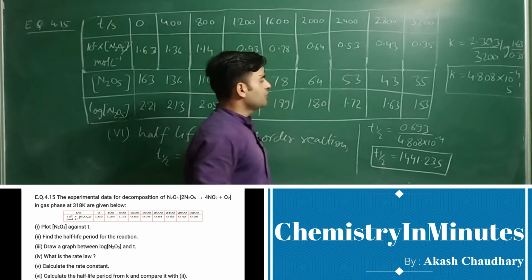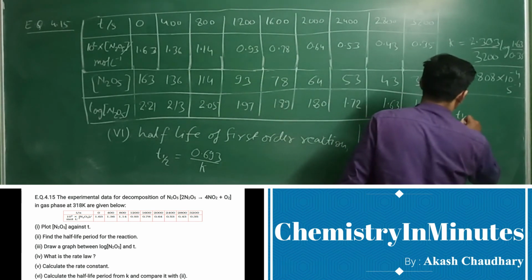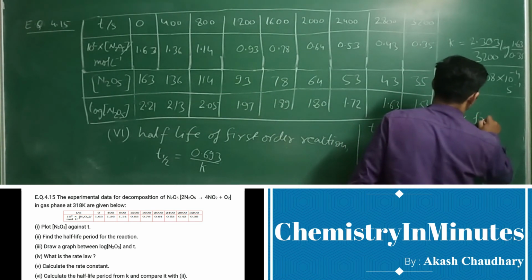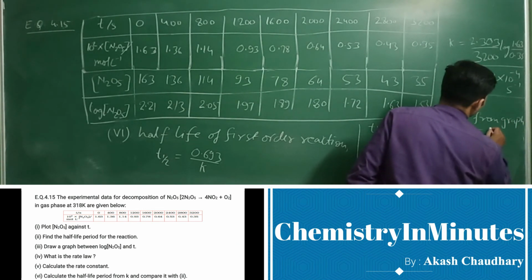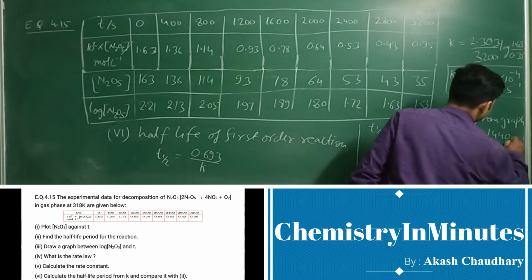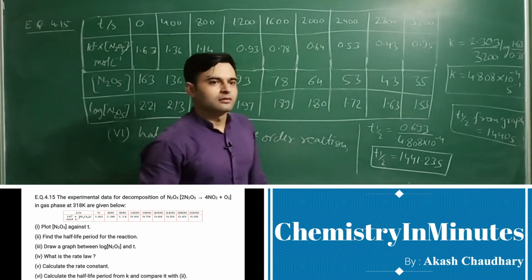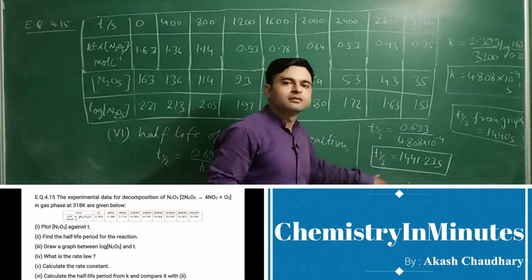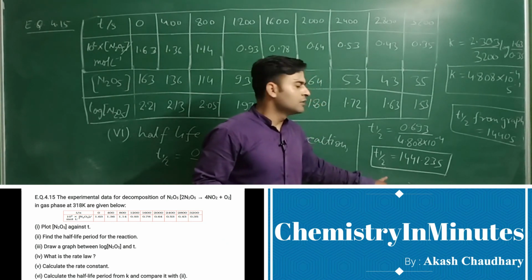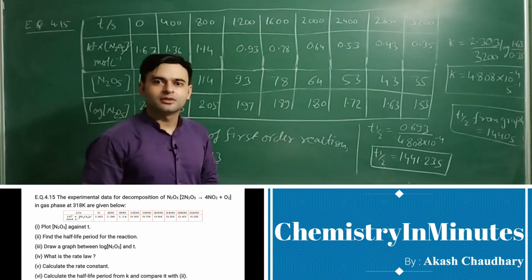Now this is T half from K, and T half from the graph is coming as 1440 seconds. So you can see that the T half in the two cases, that is from the graph and from the rate constant, is nearly the same. So this will be the answer to the question.